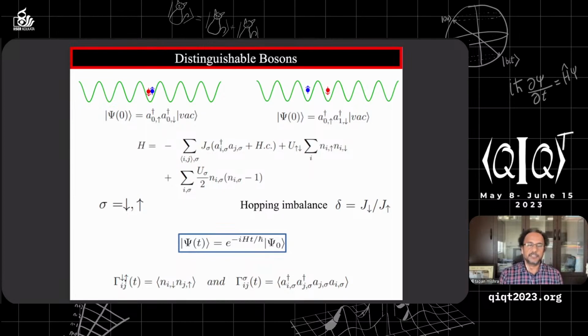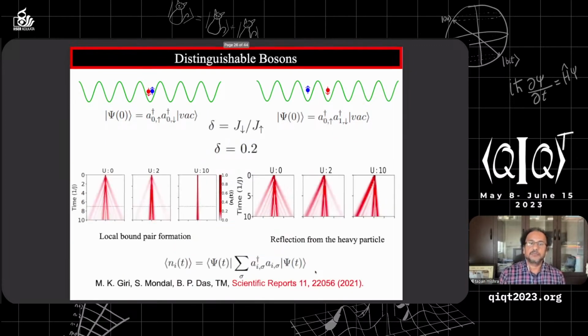This is the correlation matrix between the two particles, that is n down and n up, the density correlator, and this is for the same species. So this is A up dagger, A up dagger, A up, A up. Sorry, A_j down, A_i down. Okay. So now you see what we expect and what we see here for this initial state.